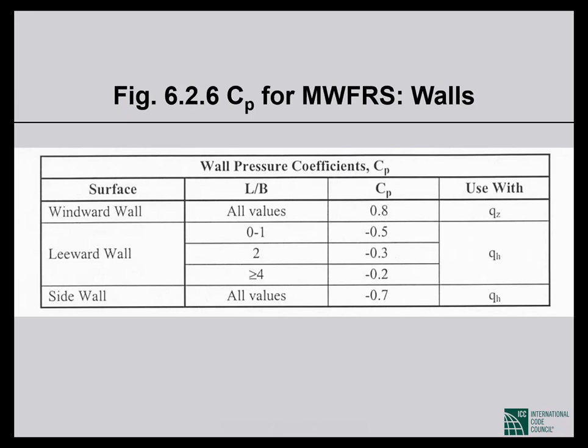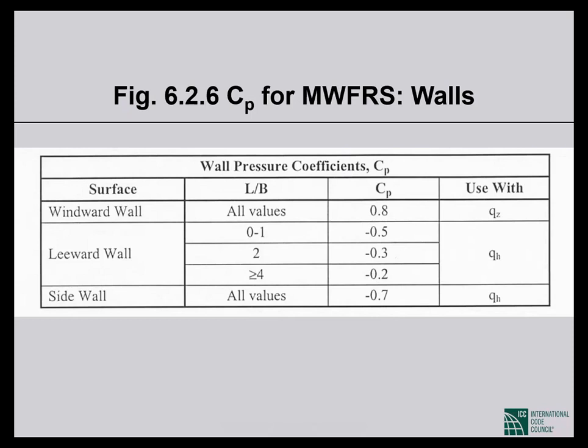Anyway, for the windward wall, C sub P is plus 0.8. I told you a long time ago, we do not consider point by point variation of wind pressure. And the 0.8 is applied with q sub z, wind pressure varying with height. For the leeward wall, depending upon the ratio of L over B, L is plan dimension parallel to the wind, B is plan dimension perpendicular to the wind.